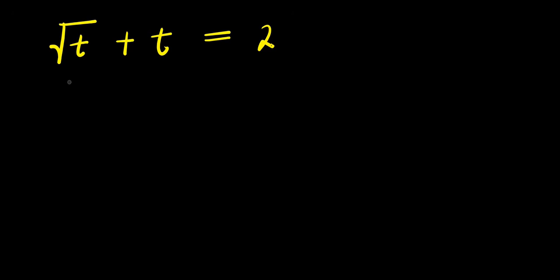Hello, how to solve this radical problem? This is square root of t plus t equals 2. We are solving for the value of t that satisfies this equation. So what we are going to do will be to move this t over here.